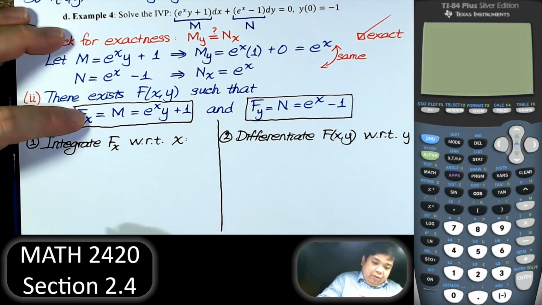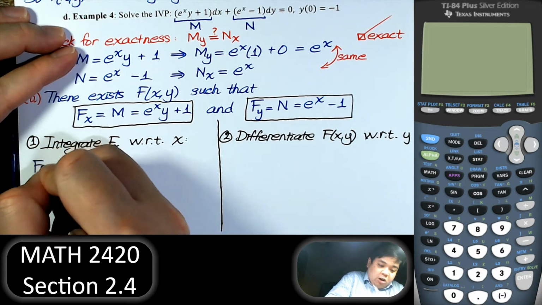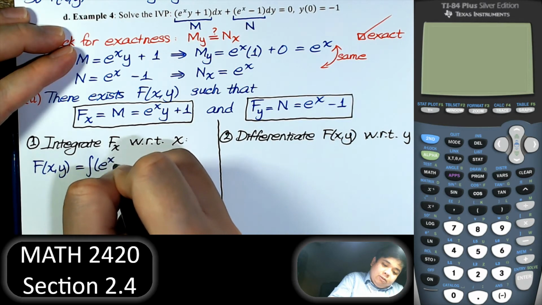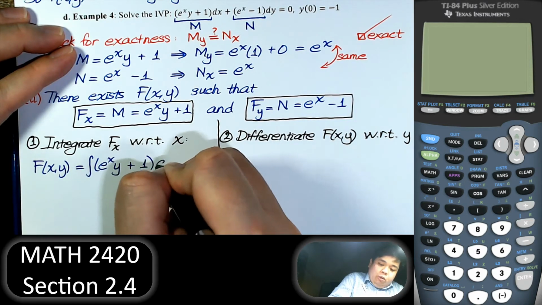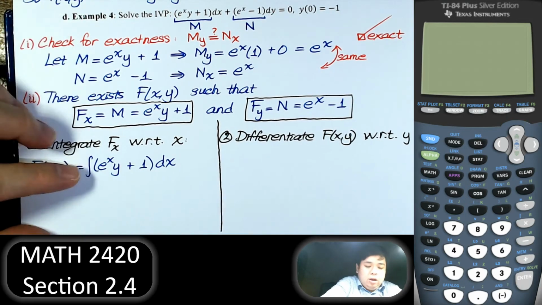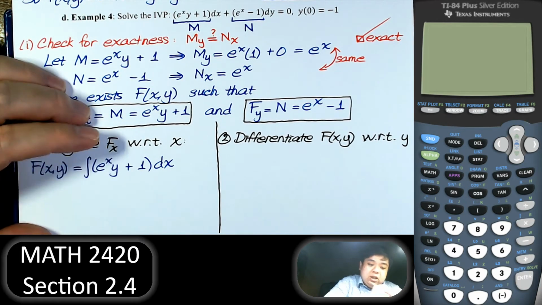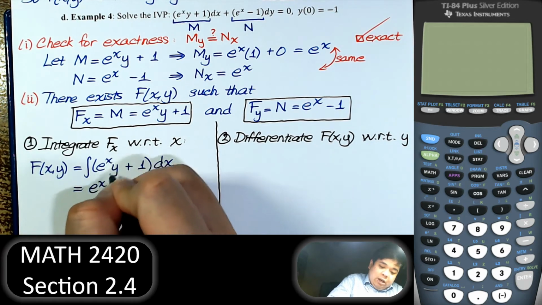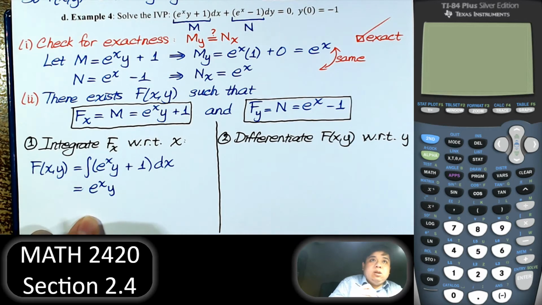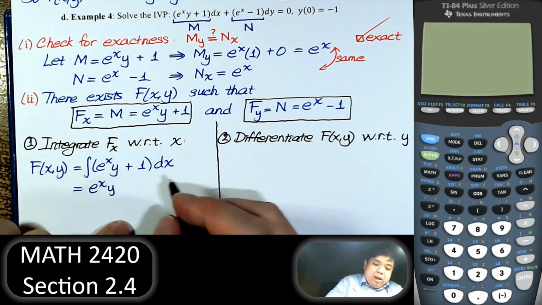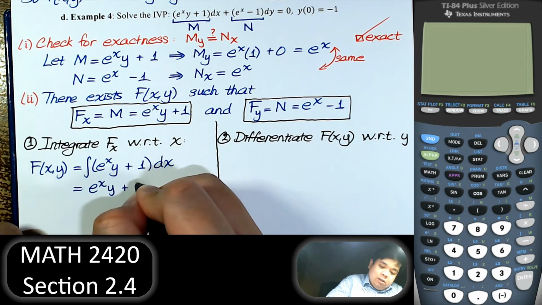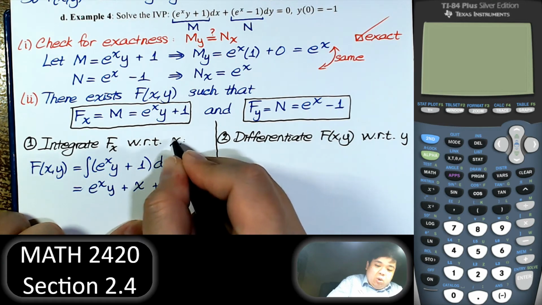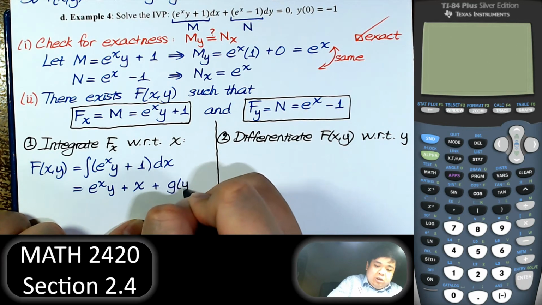Right, first one, f_x is equal to that. So to get back to the function, we integrate with respect to x. With respect to x, y is a constant. The integral of e to the x is still e to the x. So we still have e to the x, and y is still a constant. Integrate 1 with respect to x. The integral of 1 is x, plus a constant with respect to x, g of y.